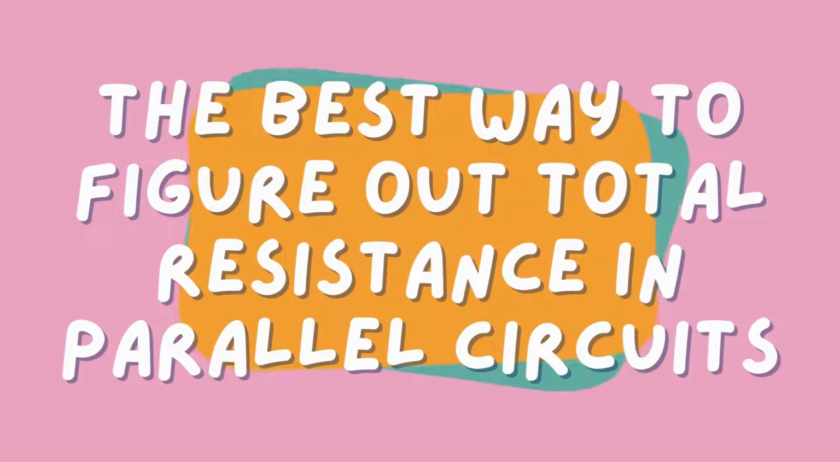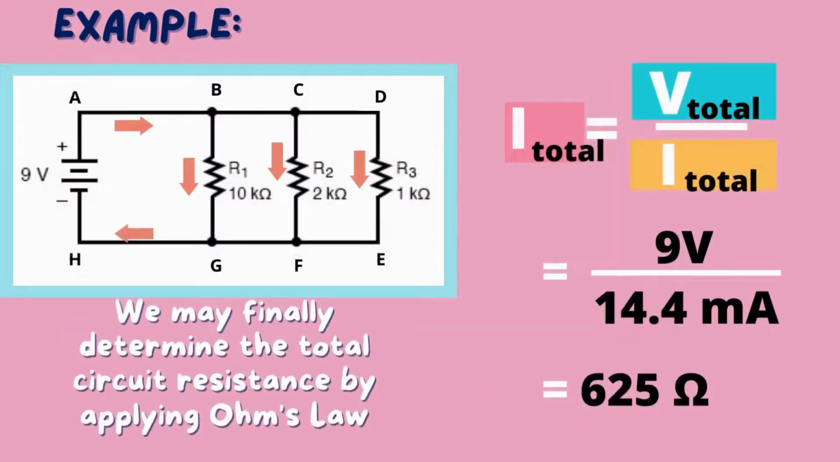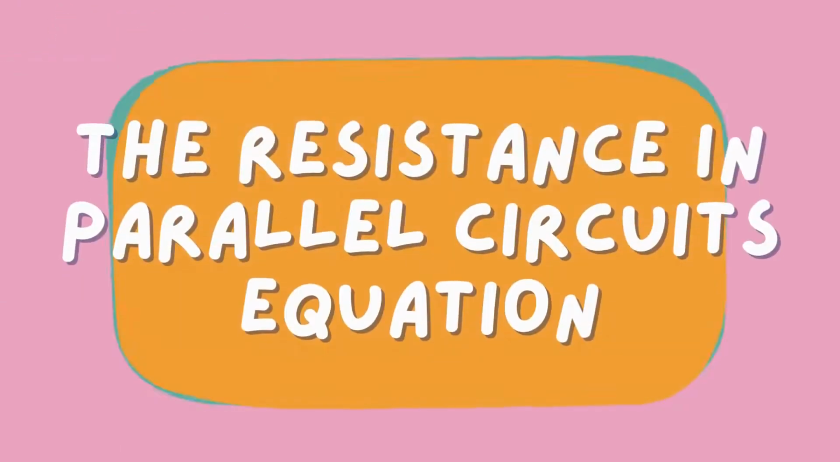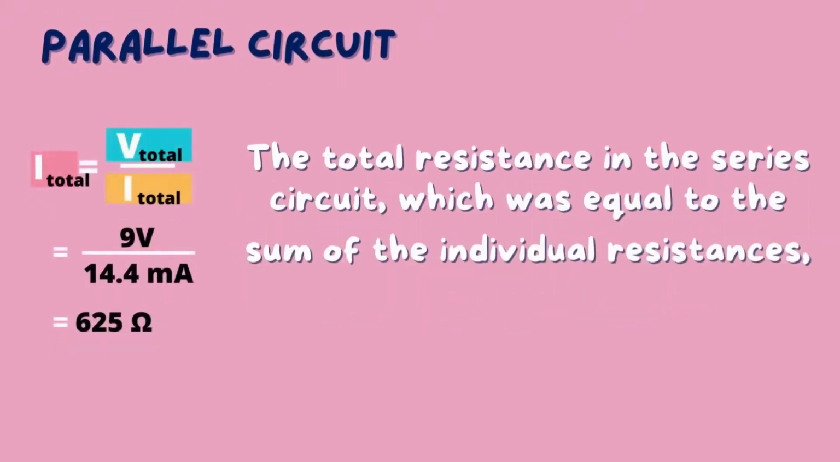The best way to figure out total resistance in parallel circuits. We may finally determine the total circuit resistance by applying Ohm's law. The resistance in parallel circuits equation. Only 625 ohms, the entire circuit resistance is less than any one of the individual resistors.